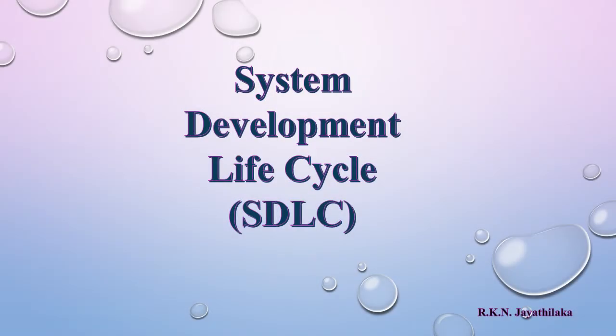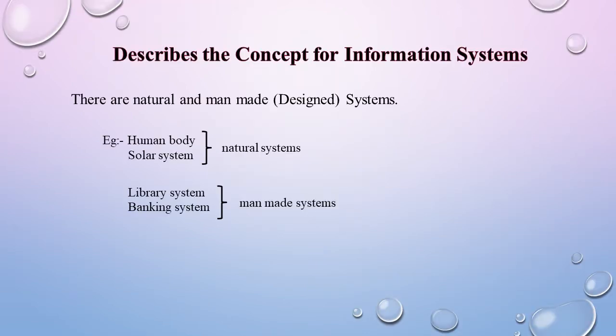Today we are going to talk about grade 11 lesson 2. Today's topic is the system development lifecycle. It describes the concept for information systems. There are natural and man-made designed systems. Examples for natural systems: human body, solar system. Examples for man-made systems: library system, banking system.